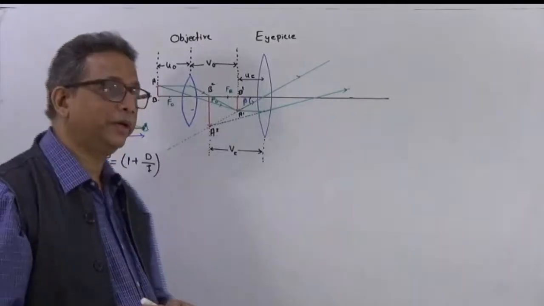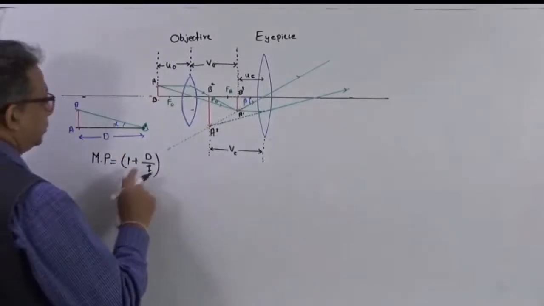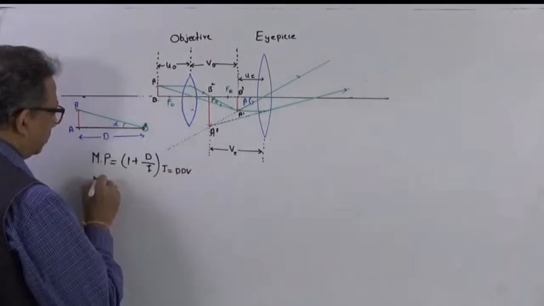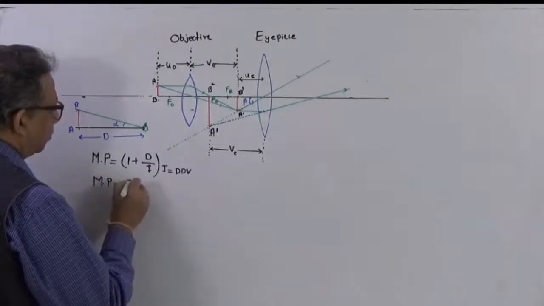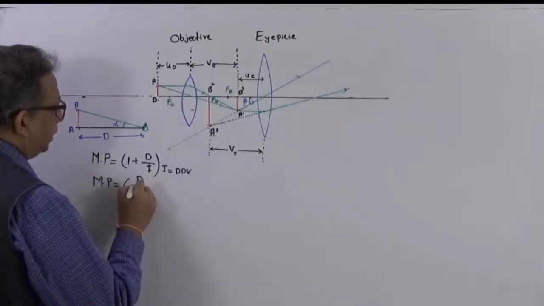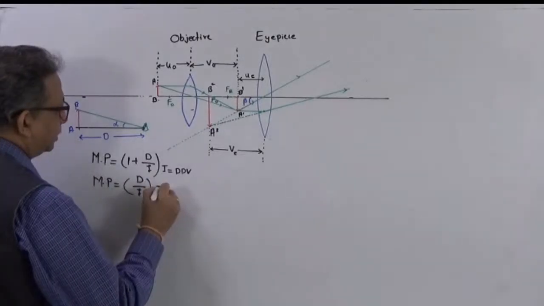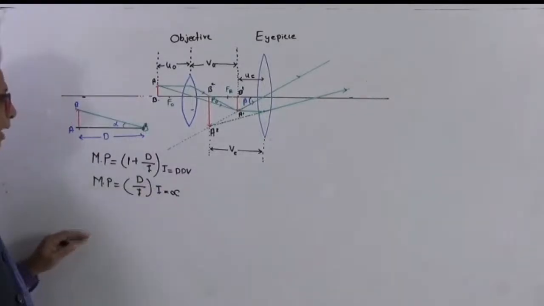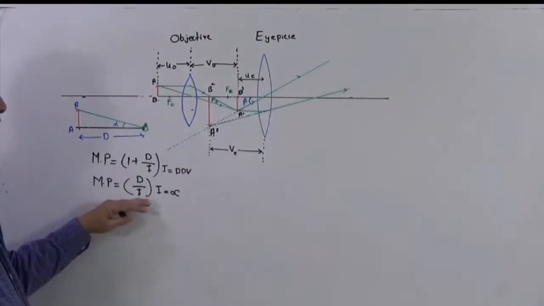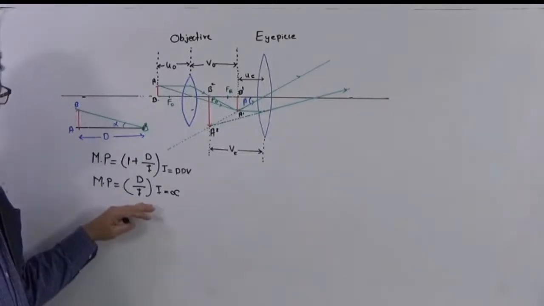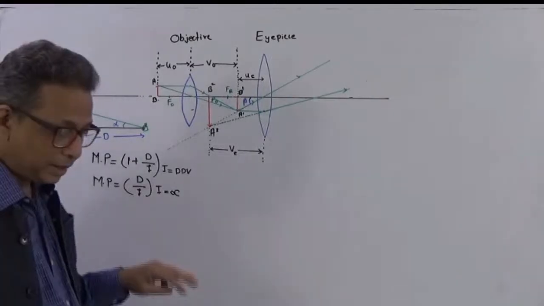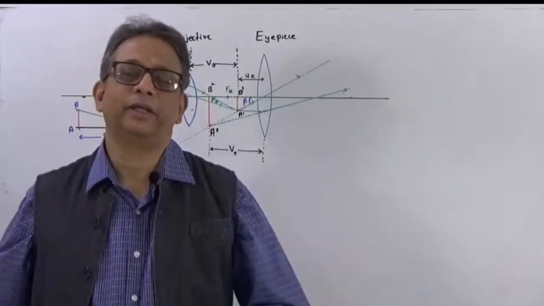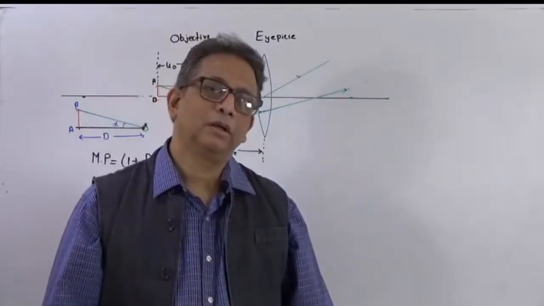So this was the situation where the image was at DDV, and the magnifying power was given as D upon F when the image was formed at infinity. You have to remember these relations, because these relations are a bit different from our normal magnification which we are using for convex lens.